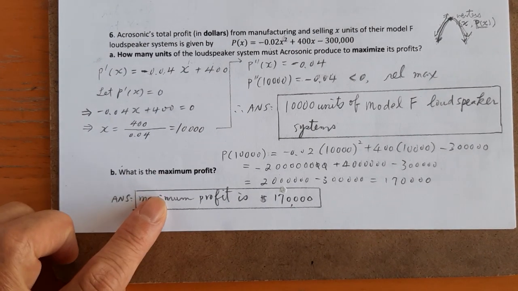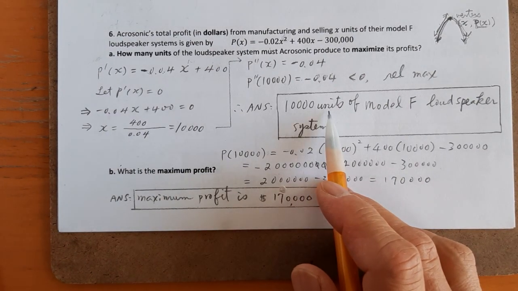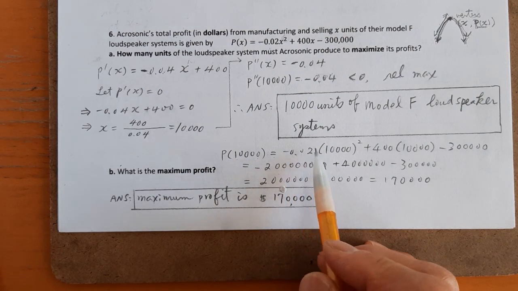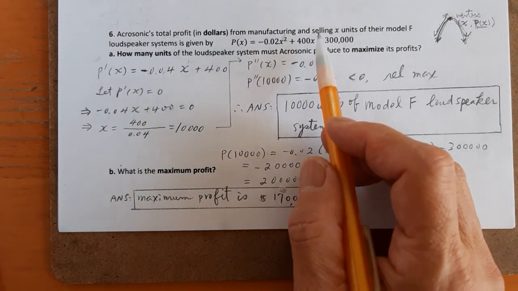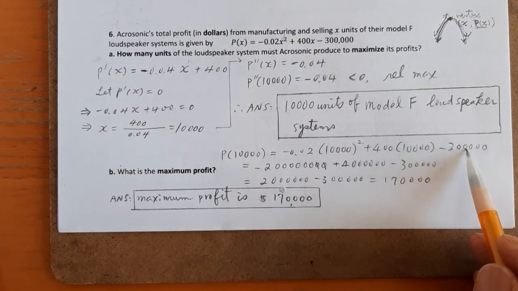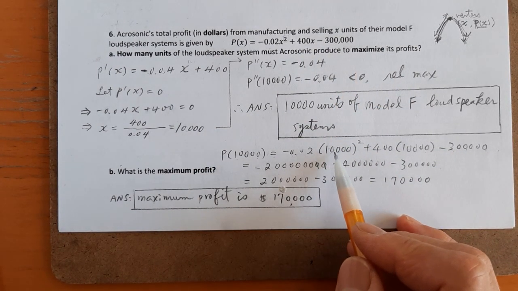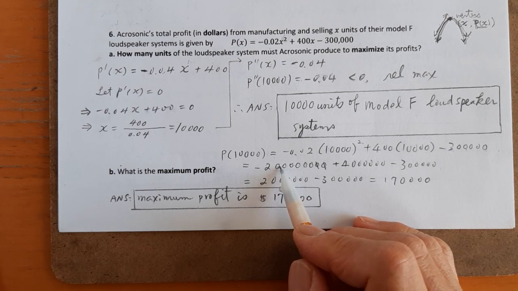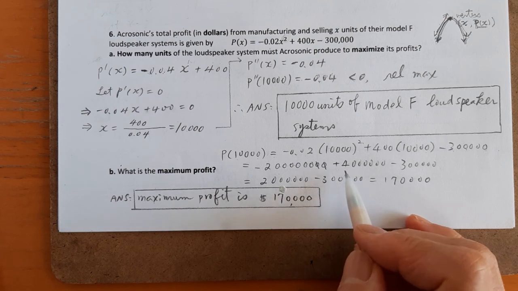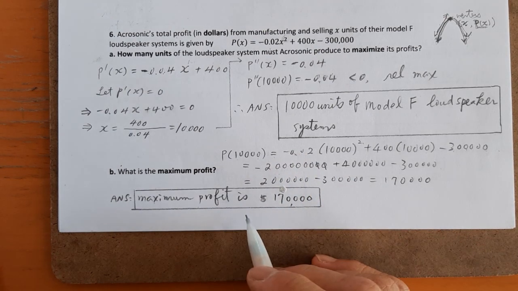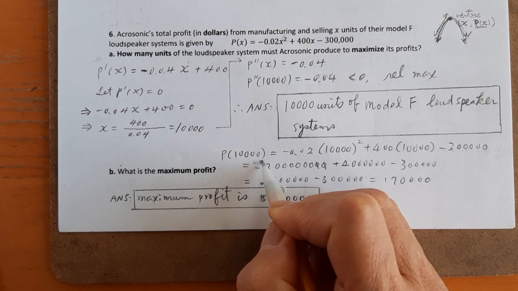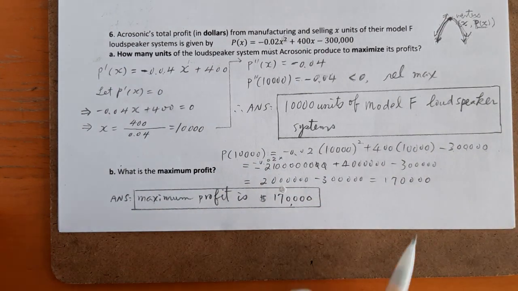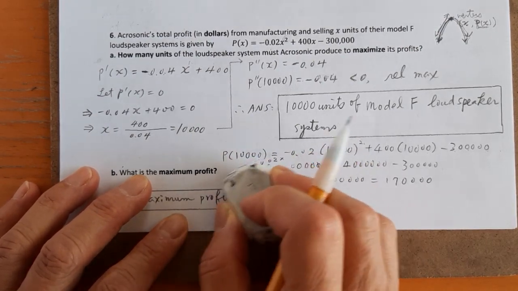What is the maximum profit? So you got 10,000, then plug into the original p function: p of 10,000 equals negative 0.02 times 10,000 squared minus 400 times 10,000 minus 300,000. 10,000 has 4 zeros, squared becomes 8 zeros. Then times negative 0.02.